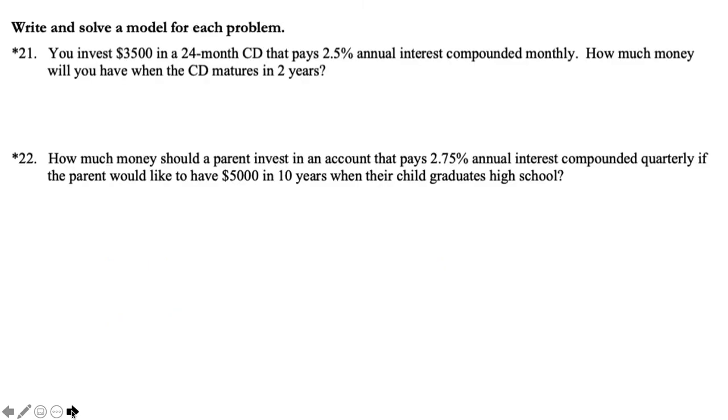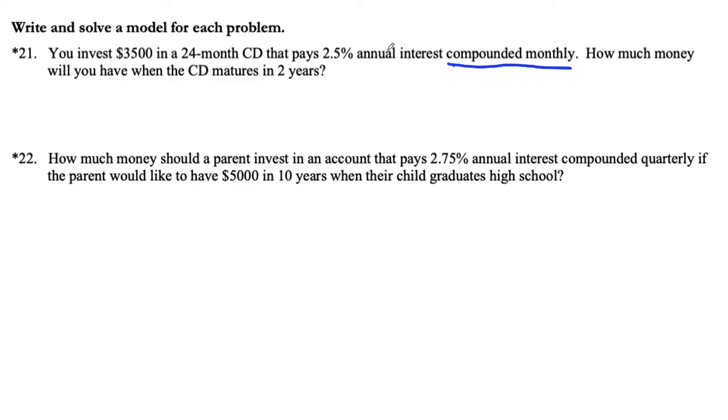So let's start out with problem number 21. You invest $3,500 in a 24-month CD that pays 2.5% annual interest compounded monthly. Let's take note of that. That's going to tell us what formula we're using. And they want to know how much money we will have when this CD matures in 2 years. First off, Coach H would tell you if you can find a CD right now that pays 2.5% annual interest, you're probably pretty lucky. CD rates are pretty low. All right. Anyway.